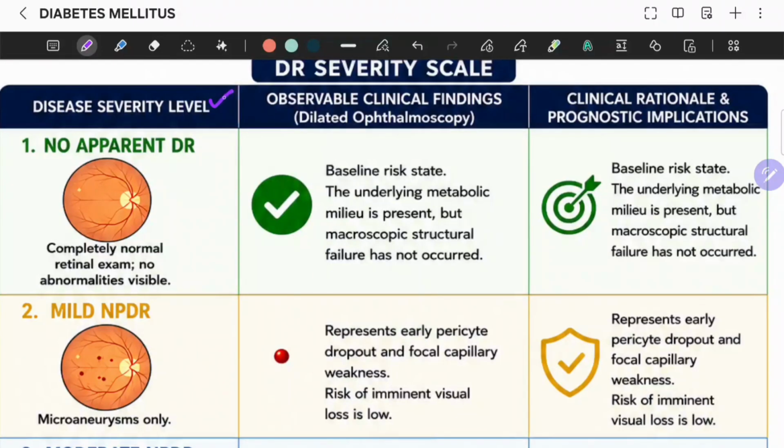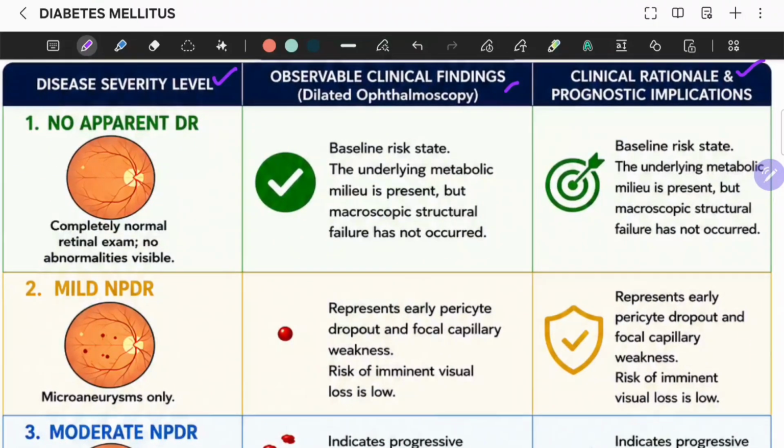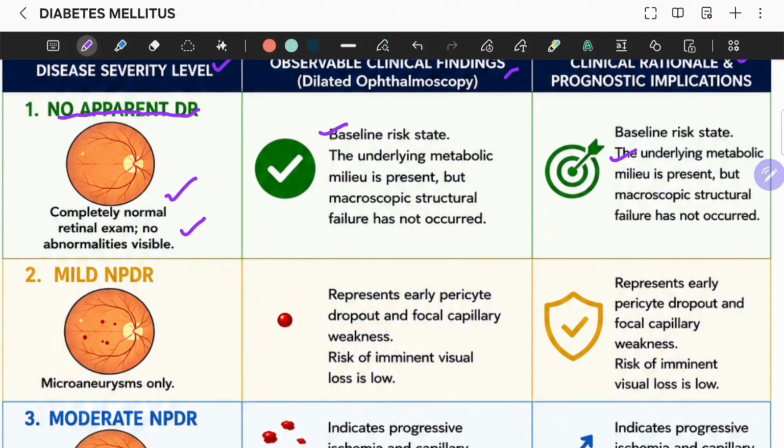So disease severity, observable clinical findings, clinical rationale and prognostic implications. In the first stage there will be no apparent diabetic retinopathy. So there will be a completely normal retinal examination, no abnormalities visible. This is the baseline risk state. The underlying metabolic environment is present, but macroscopic structural damage has not occurred.